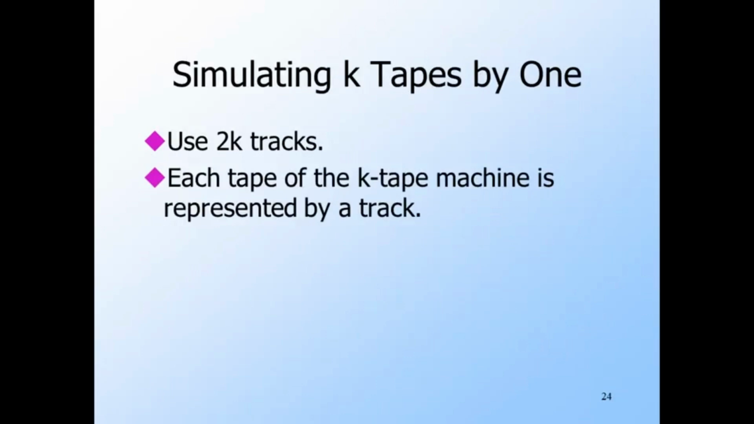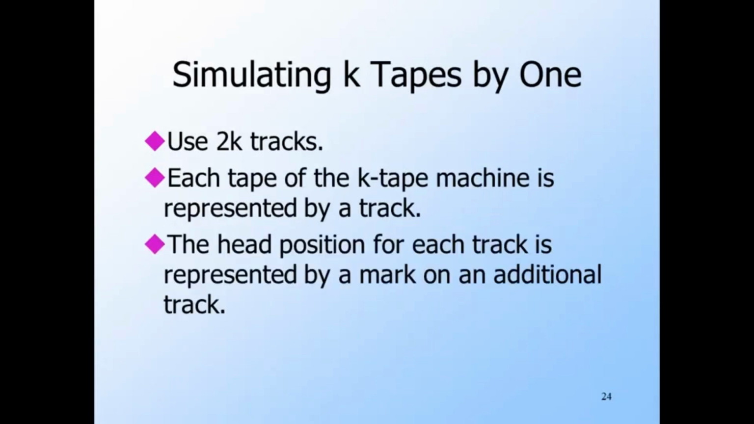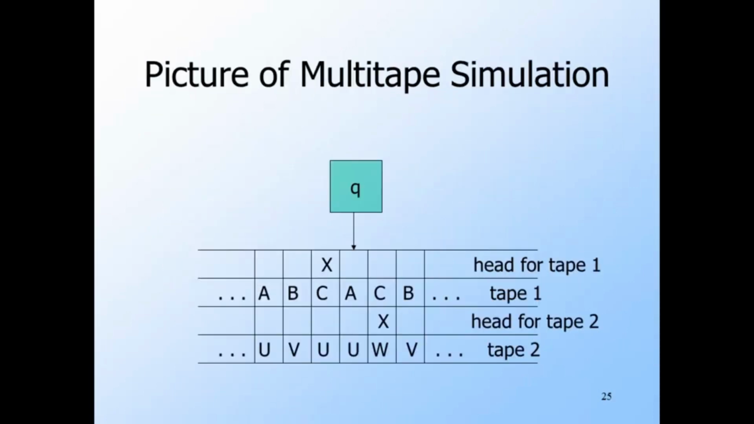K of the tracks are used to simulate each of the k tapes, while the other k tracks are used to mark the head position of each of the tapes. That is, these tracks are blank except for a single X in one of the squares. Here's a picture of a one-tape Turing machine simulating a two-tape Turing machine.